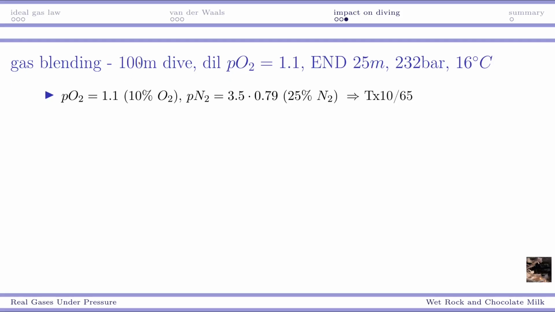Well, 100 meters is a pressure of 11 bar, so the PO2 of 1.1 means that we need 10% of oxygen in the mix. Our END of 25 meters is 3.5 bar, but the partial pressure of nitrogen is only 79% of that because it's equivalent air depth. So we're looking for a PN2 of 3.5 times 0.79. And if we divide that by our 11 bar ambient pressure, that means that we need 25% of nitrogen in the mix. And the rest, i.e., whatever 100 minus 10, so 90, minus 25, 65%, that's going to be helium.